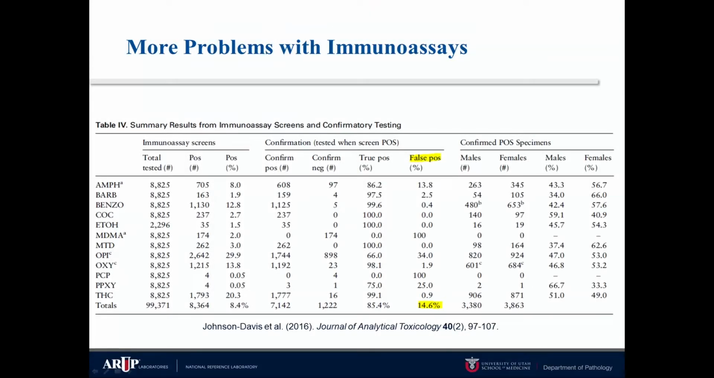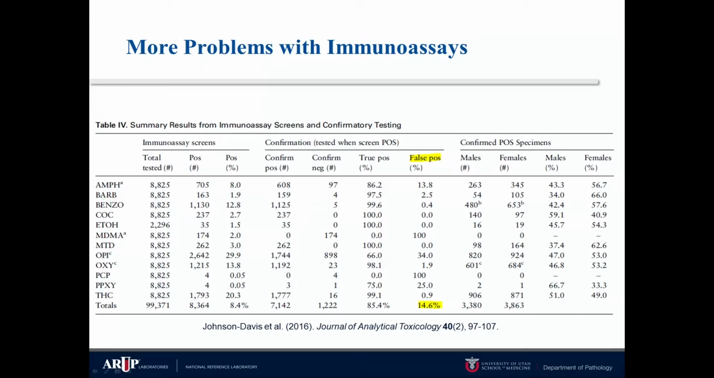So highlighting a little bit more of some of the problems with immunoassays, a recent paper by Dr. Johnson Davis, one of the medical directors at AACC, summarized results from immunoassay screens that we have internally that are very commonly used as well, looking at what the positivity rate was, but more importantly, what I've highlighted here is the false positive rate as well. And as you look down through this column, you can see a wide range of false positive results from 100% false positive results for things like MDMA and PCP, and going all the way down to 0% for immunoassays that I would argue a lot of people are very confident with.